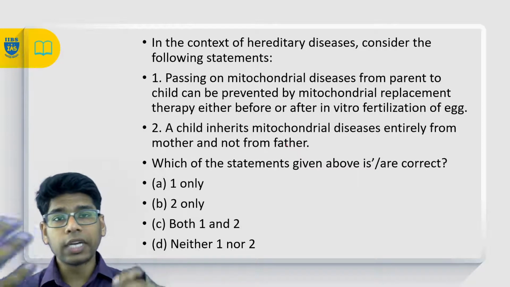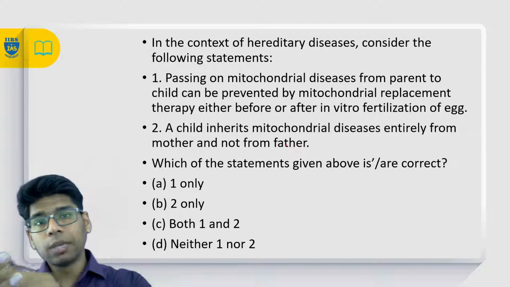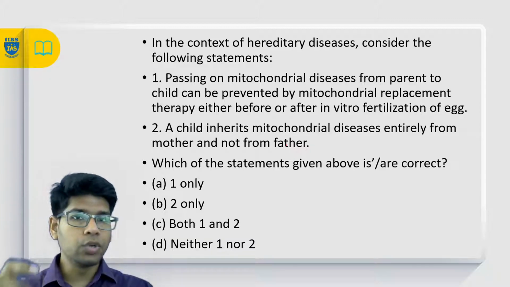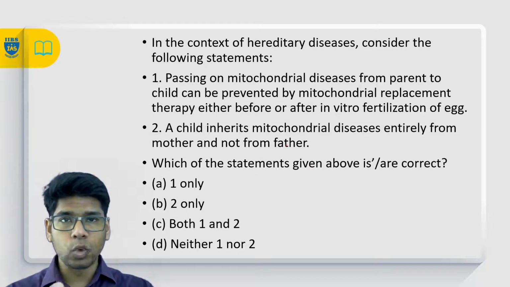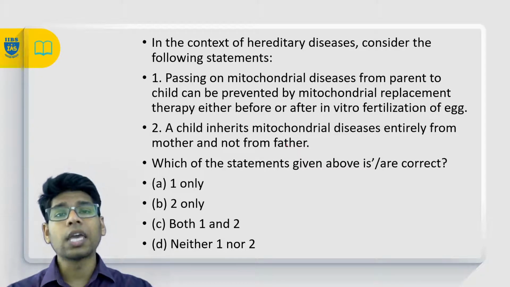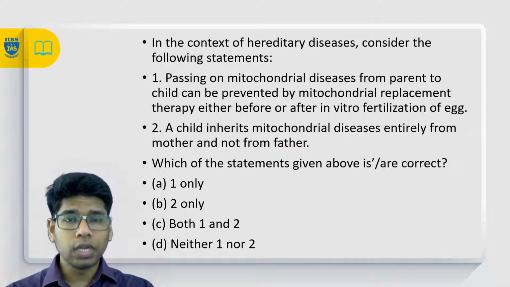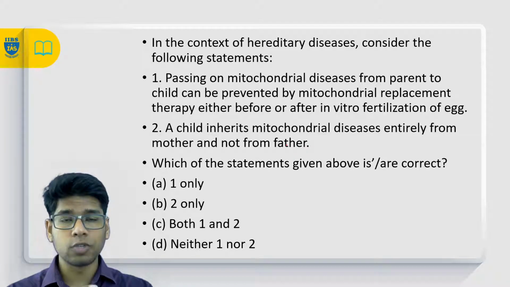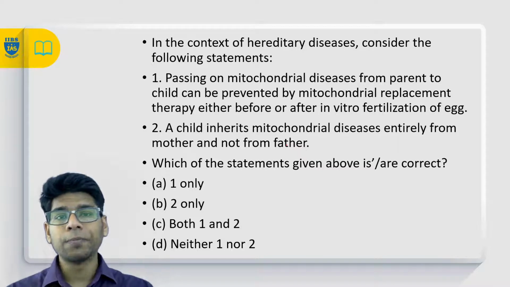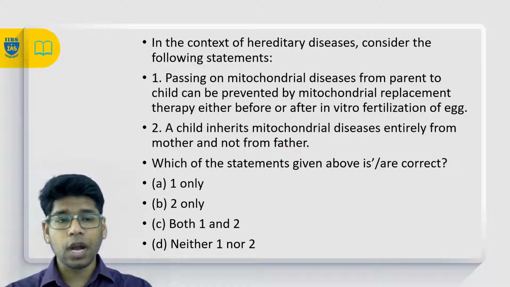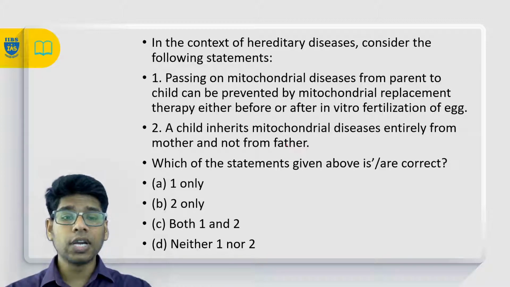That means you can take an egg, remove the nucleus and put it in a healthy egg which has healthy mitochondria, and fuse it with the sperm to form a zygote. Or else, after the zygote formation, you take the zygotic cell and remove the entire nucleus, the total 46 chromosomes, and put it in the healthy egg. So it can be done before or after the in vitro fertilization, and the child inherits the mitochondrial disease entirely from the mother, not from the father.